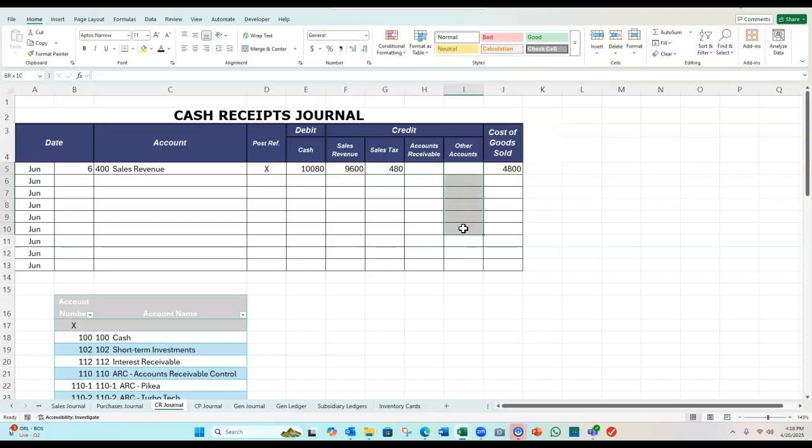Anything in the other account will post immediately to the general ledger when we post it. Cost of goods sold will post at the end of the month, and inventory will post at the end of the month to the general ledger, because we've already posted the inventory cards every time we made an entry. And that's it.